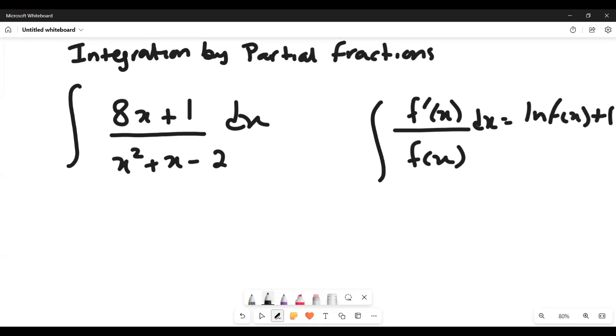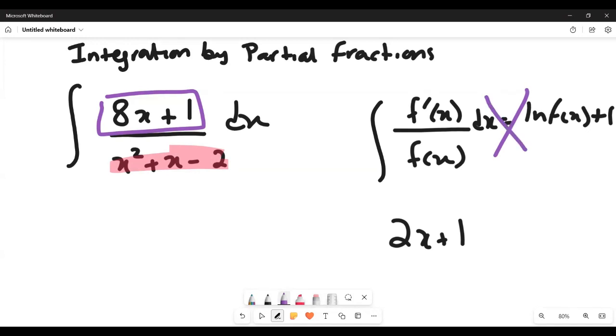So let's see what's the derivative of x squared plus x minus 2. That's 2x plus 1. So there's no way we can change this into 2x plus 1. So we don't have the derivative of f(x) in the numerator. So it's not this case.